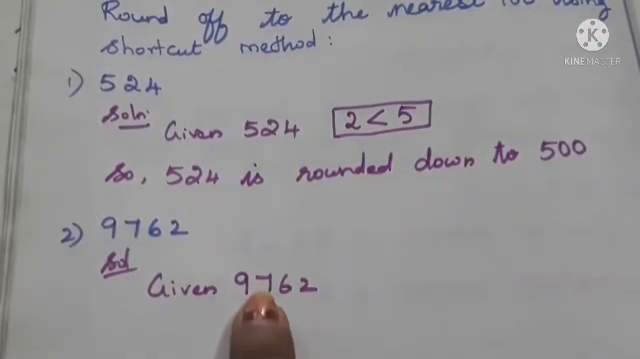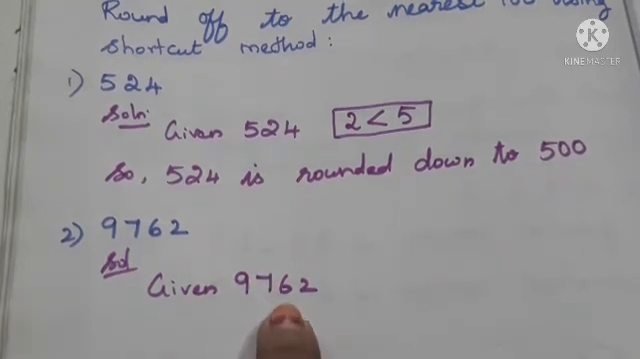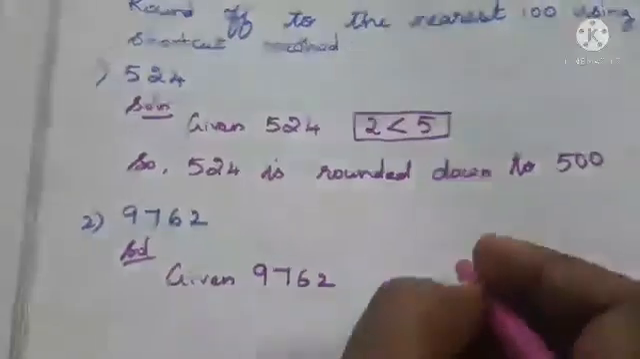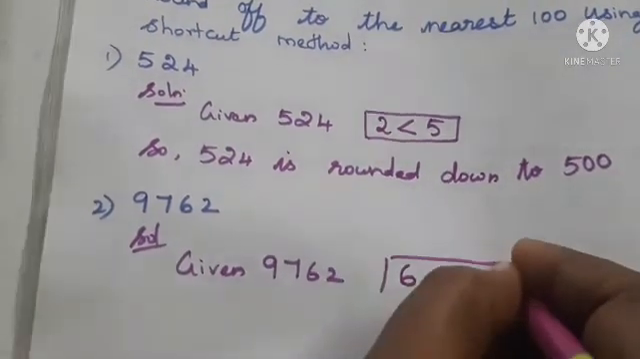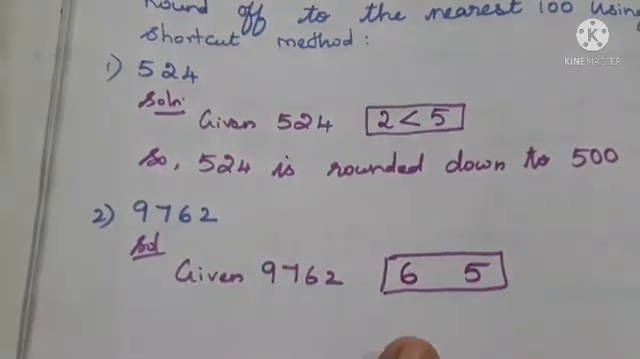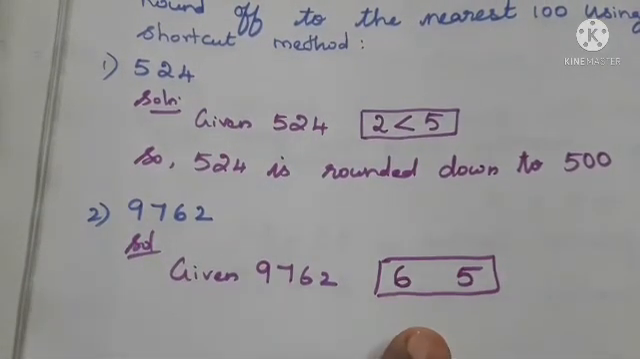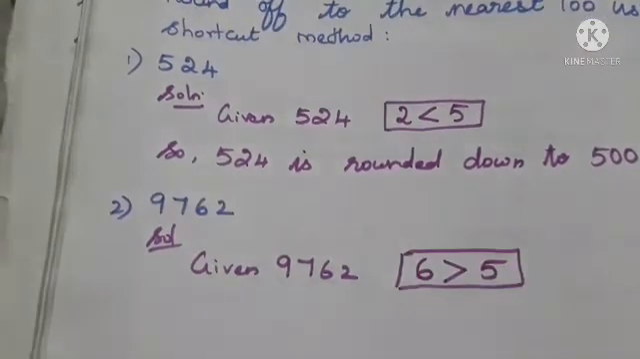Okay, 700. What do we have to do? If they ask to round to the nearest 100, we have to focus on the tens place. What do we have in the tens place? 6. So we compare 6 and 5 and put these two numbers in the box. When you compare 6 and 5, which is the greater one? Yes, 6 is the greater one.